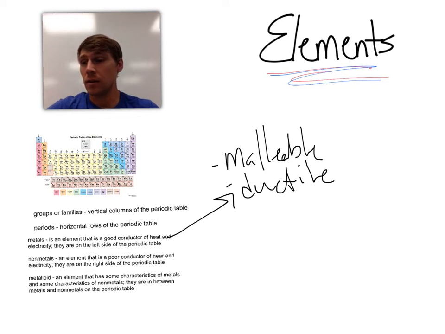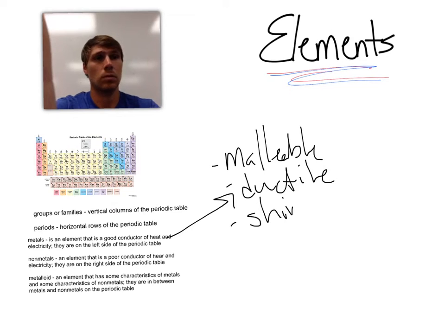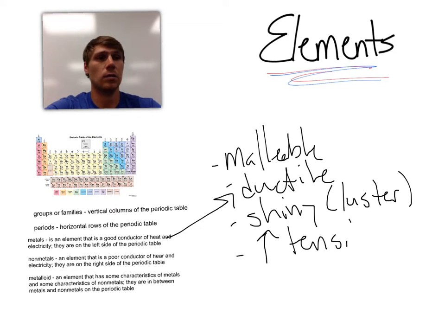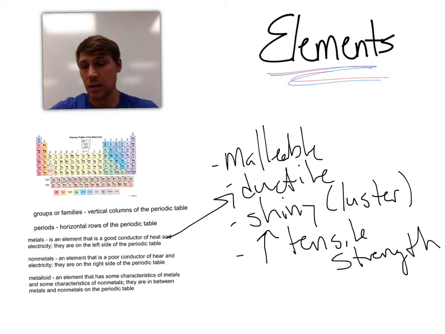The other thing that metals are going to have is they're going to be shiny, or in chemistry we call that luster. And then the other thing that they're going to have is a high tensile strength, so they don't break very well. High tensile strength. And that's just the general properties of metals.